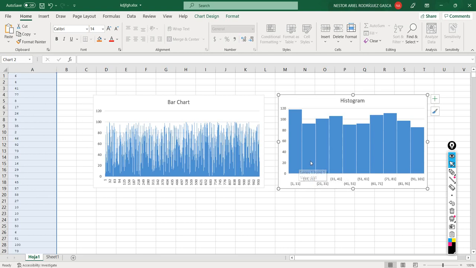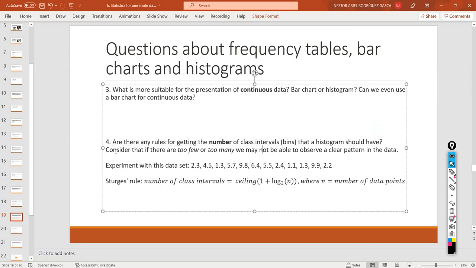In this case, we have 1, 2, 3, 4, 5, 6, 7, 8, 9, 10. 10 class intervals, 10 bins. But how do we decide on the number of class intervals? How do we do that? Consider that if there are too few class intervals or too many, we may not be able to observe a clear pattern in the data.